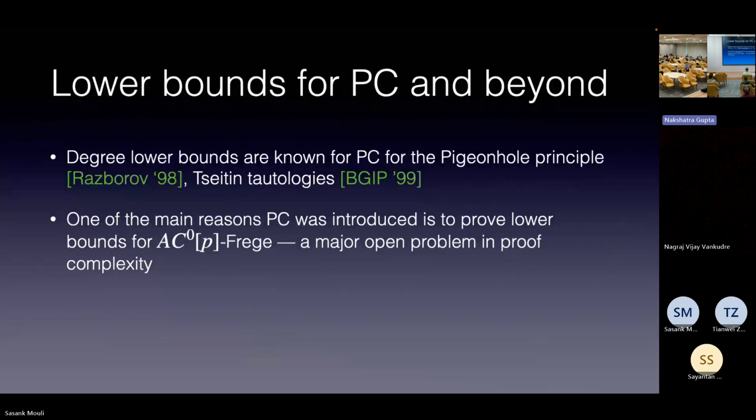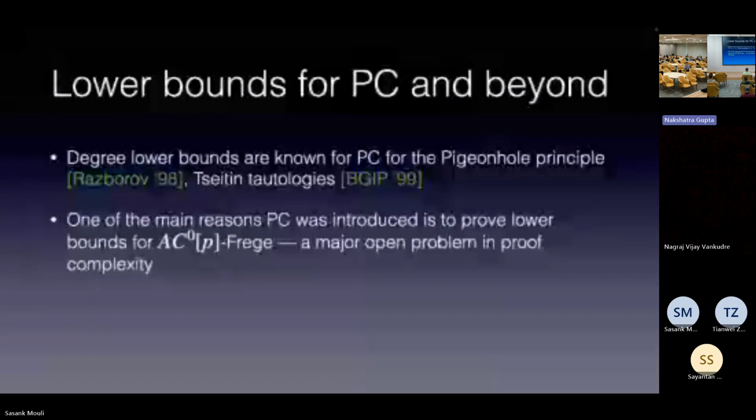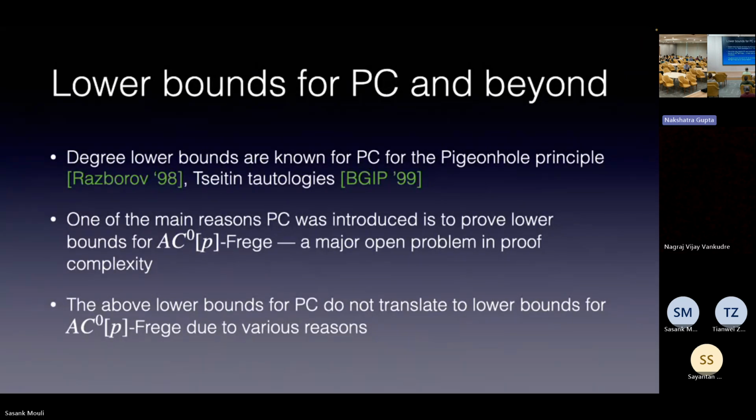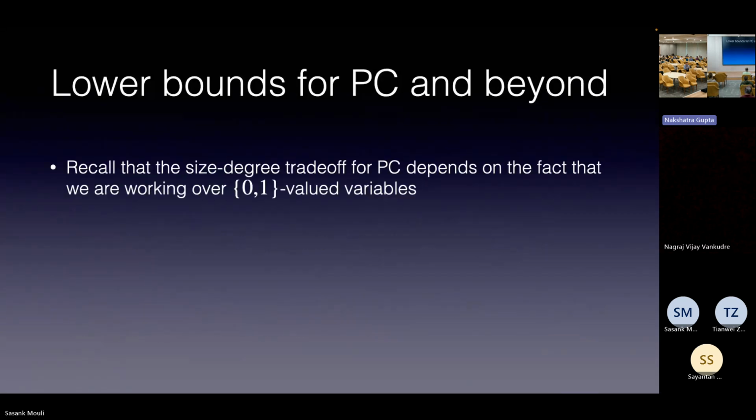Okay, so then people started looking at more algebraic proof systems, or algebraic reasoning, so proofs using algebraic reasoning, and thought maybe if we prove lower bounds for these algebraic systems, it might give some insight on how to attack this bigger problem. But the state of affairs, until a few years ago, was that we had lower bounds for PC, but they did not translate to lower bounds for AC0[p]-Frege, due to a few reasons. Basically, what are those reasons?